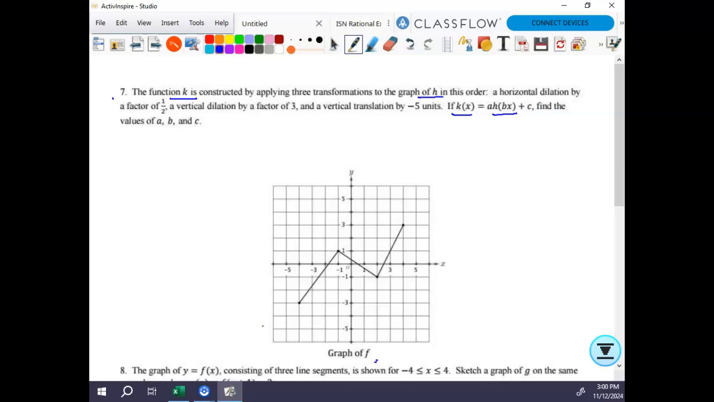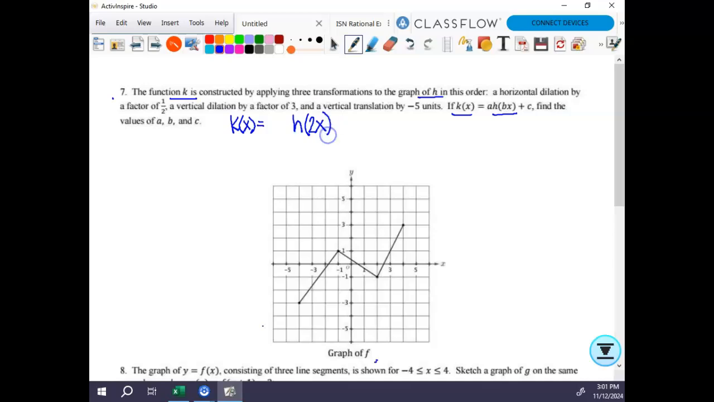So let me go back and actually do number 7 now. Function k is constructed, all right, so k of x is equal to, it says a horizontal dilation by a factor of 1/2. So x is a liar, that's a horizontal dilation, so this is going to be h of 2 times x.